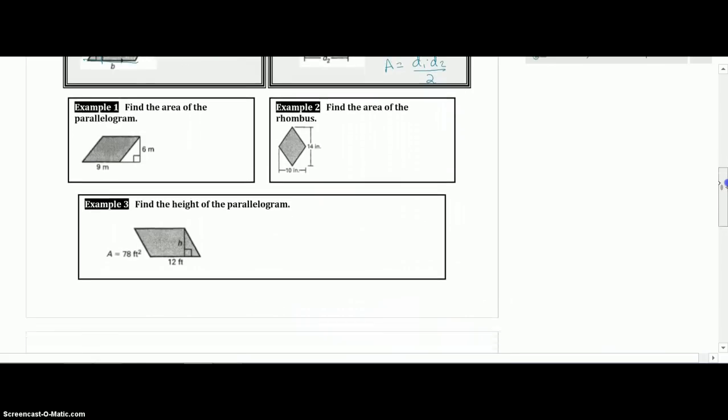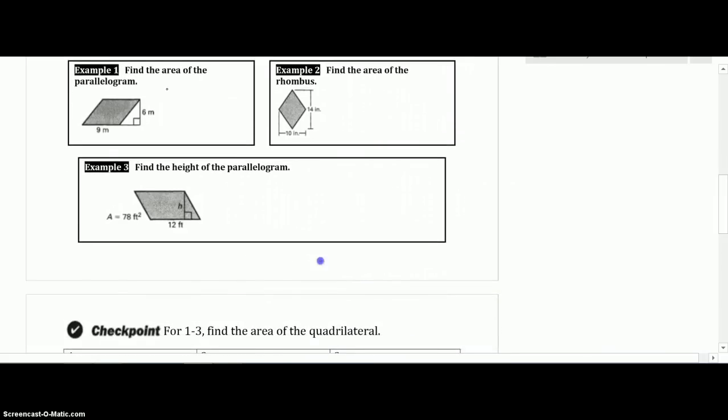Okay, so example 1, find the area of the parallelogram. Area is just base times height. So we have 9 times 6, so we have 54 meters squared. Again, area has square units.